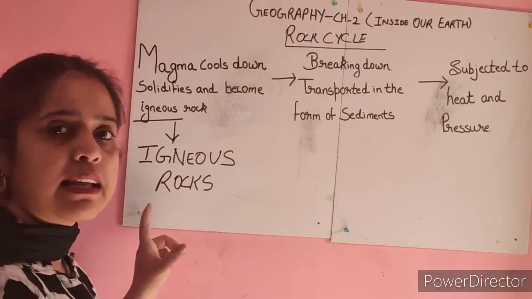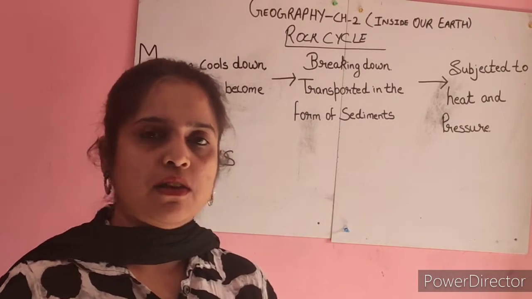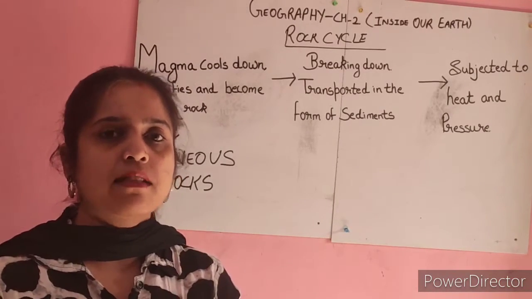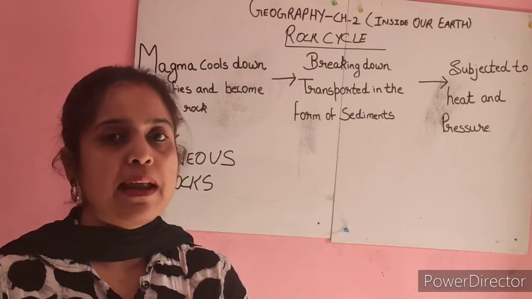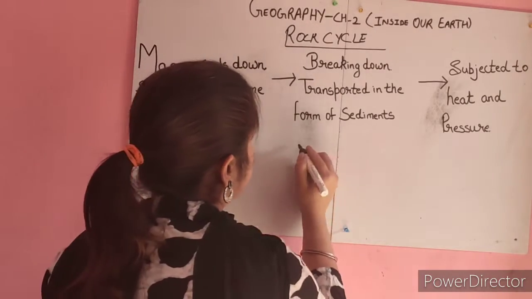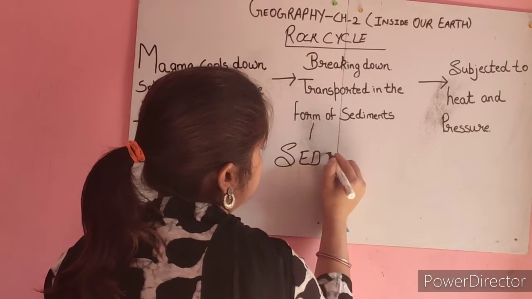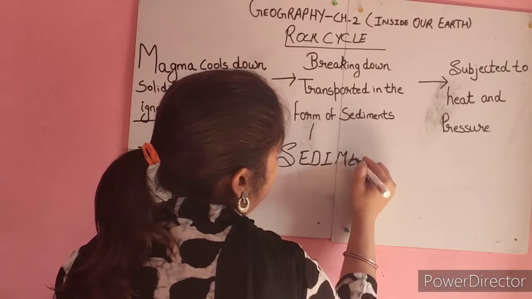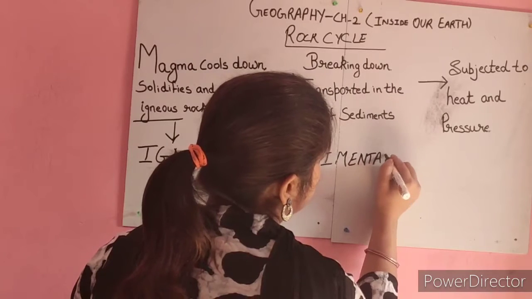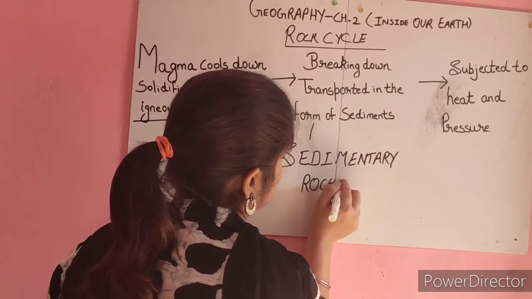Now, when these igneous rocks are formed, they break down and are transported into different places as small sediments. When they get collected over there, they form sedimentary rocks, right? You all know this, that when the sediments or loose particles get carried away, they form sedimentary rocks.